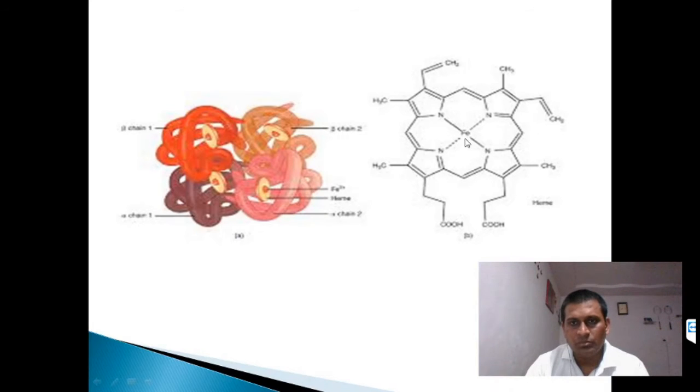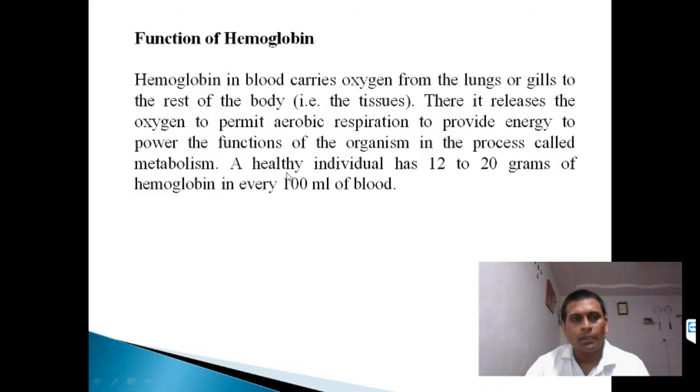That is the whole structure of hemoglobin: the iron atom is situated in between the whole porphyrin ring. The four nitrogen atoms donate a pair of electrons forming coordinate bonds, and then there is the secondary structure of hemoglobin. The function of hemoglobin is well known: transport of oxygen from the lungs to the tissues and release of oxygen permitted by aerobic respiration to provide energy for the functioning of the organism, in the whole process called metabolism.